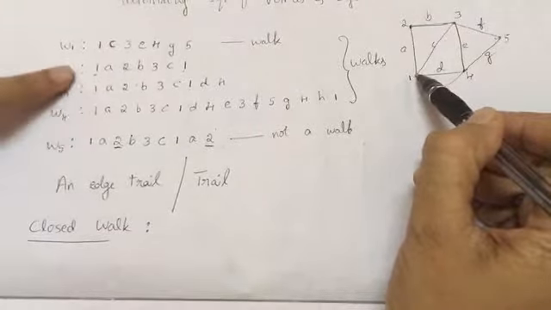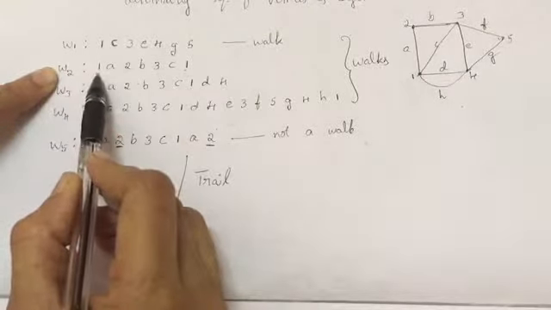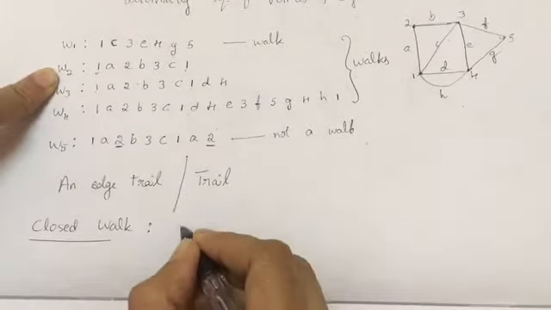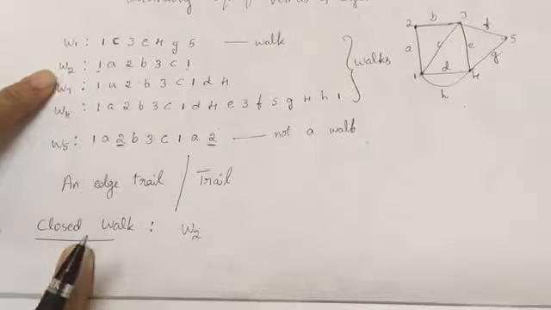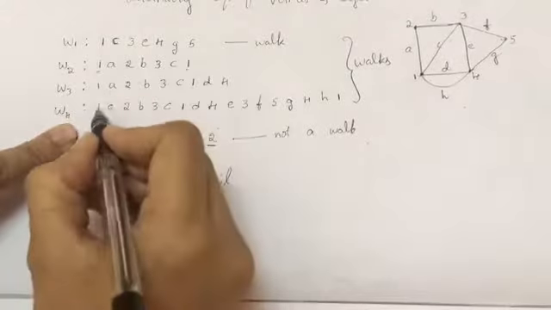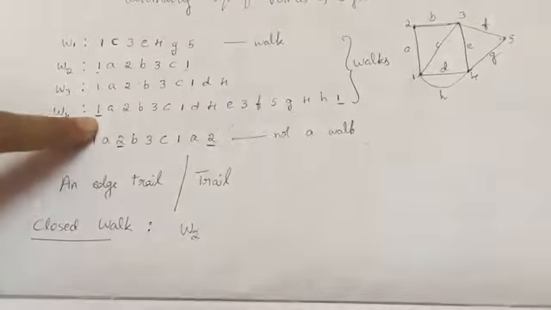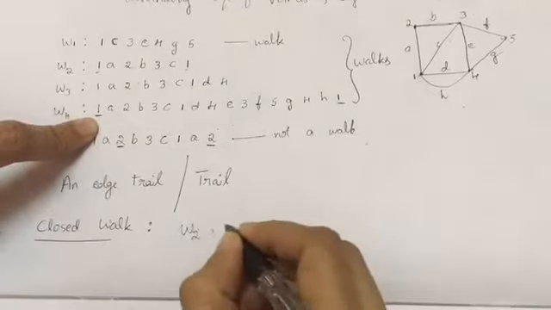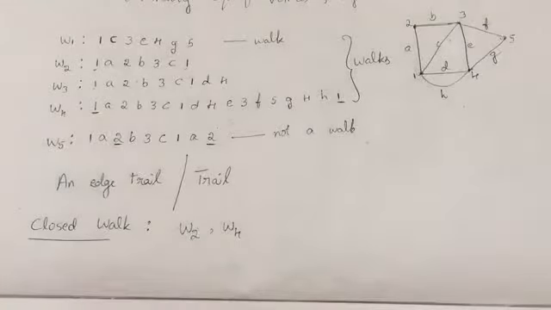Here in my example, I can look at walk 2. I am starting at vertex 1 and I am ending up at 1 only. So walk 2 is an example of a closed walk. Even W4, walk 4, I am starting at vertex 1 and coming back to vertex 1 itself. Therefore, this is one more example of a closed walk.